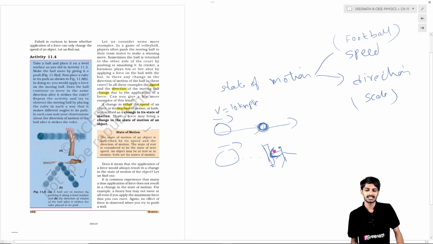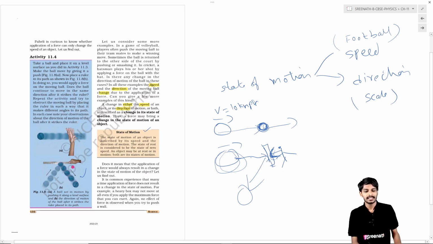In other words, we are applying force on the scale. In other words, the scale is applying force on this strong ball. That is the reason why, after striking it, after collision with it, it changed direction and moved in this direction. So basically, don't think we have just placed the scale and didn't apply any force. Then how did the direction change?